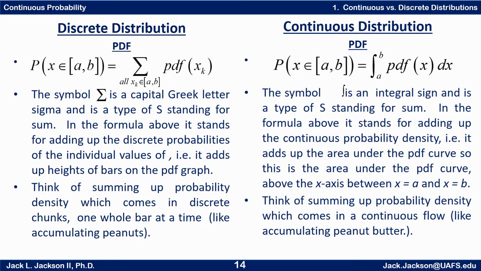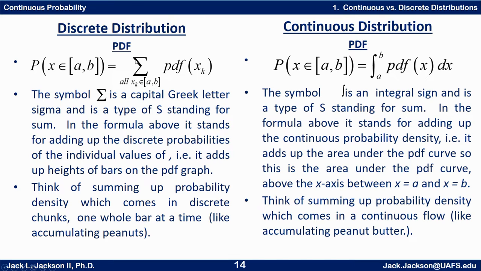All right, now let's look at and remind ourselves of some of the notation here on the left. The probability that X is in the interval from A to B, closed interval, in the discrete case is you add up all the values of the PDF. So you take the PDF of all the X's, where those X's are in that interval from A to B. You find the values of the PDF, which are their probabilities or the heights of the bars on the bar graph, and you just add those up.